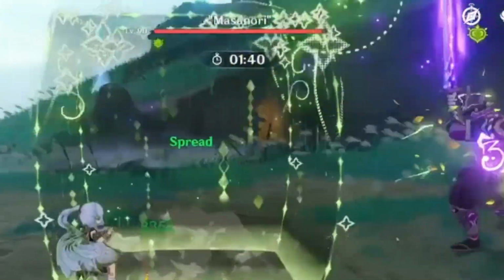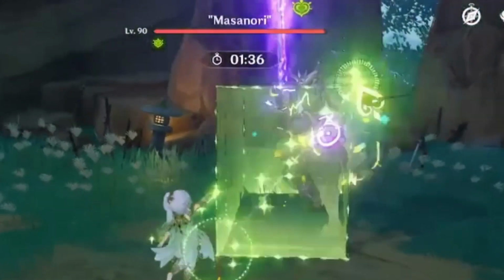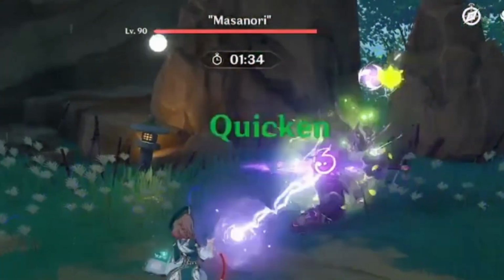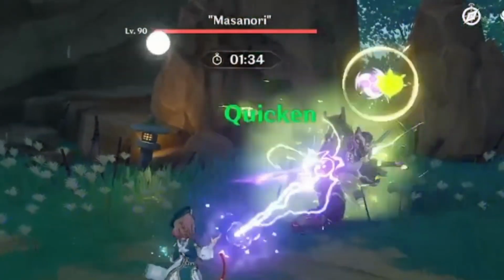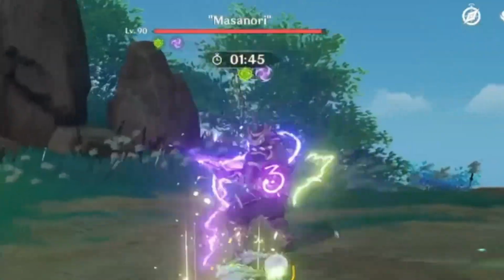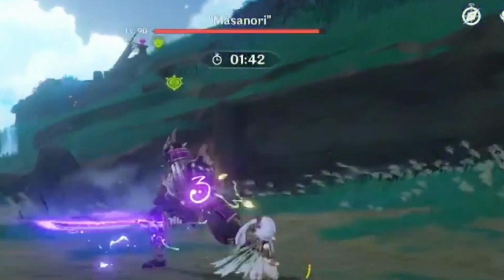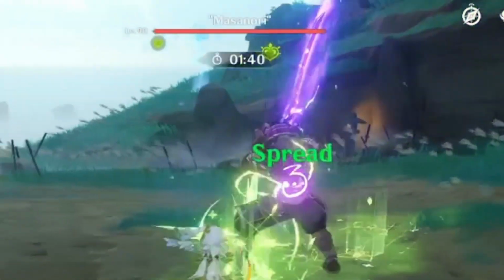This is why Spread is not considered an Electro reaction for things like Fischl A4 and 4-piece Thundering Fury, even though Quicken is. Spread is Dendro onto Quicken, aka Dendro. It's Dendro on Dendro. Electro is not actually directly involved in Spread.